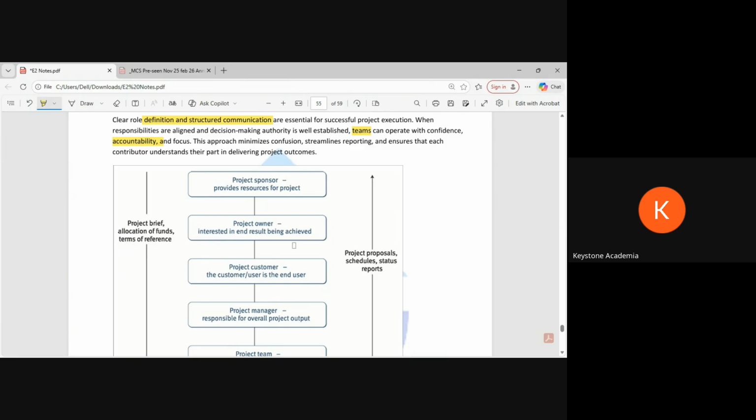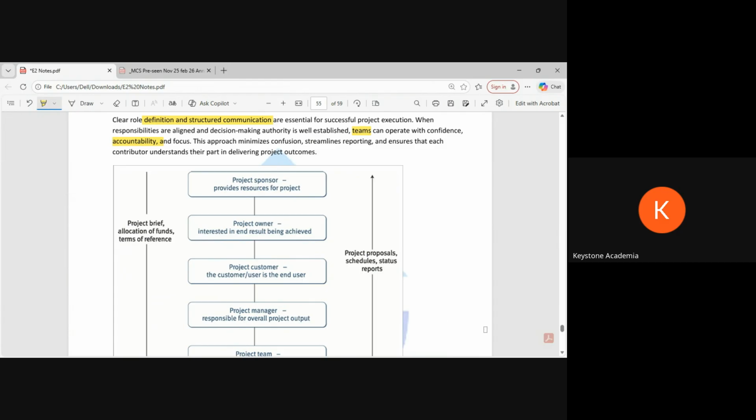Then project owner, interested in end result being achieved. Maybe it is a company who has taken the project. They might have outsourced us. Project customer, the customer user is the end user. It can be sponsor also. It can be different as we discussed.